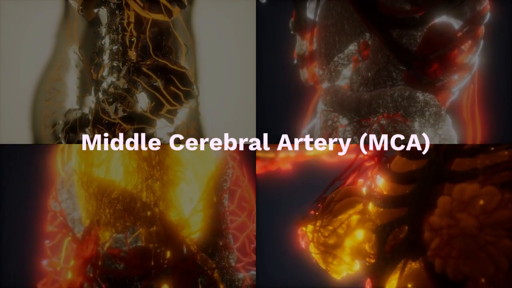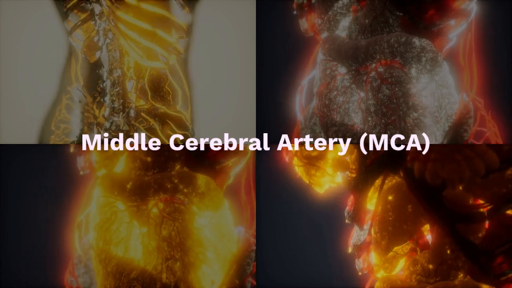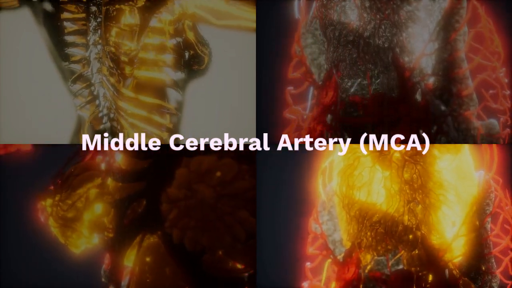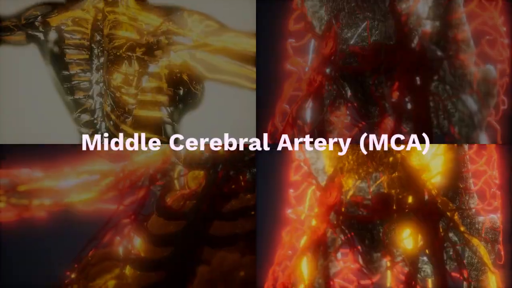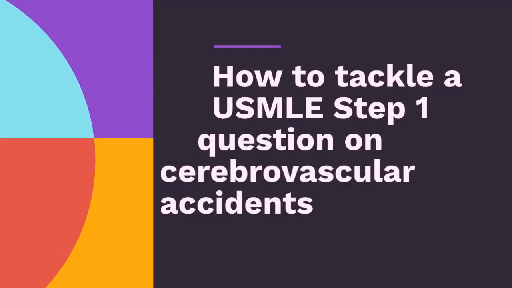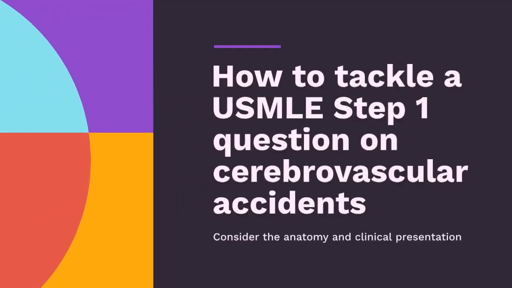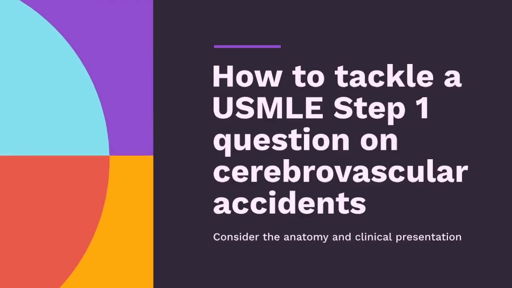Therefore, the most likely cause of the neurologic findings in this patient is occlusion of the middle cerebral artery, or MCA, which is option B. And that's how you tackle a USMLE Step 1 question on cerebrovascular accidents. Always consider the anatomy and the clinical presentation.